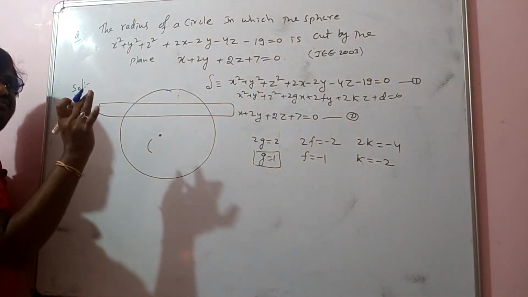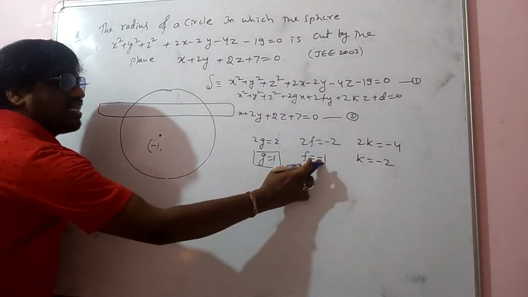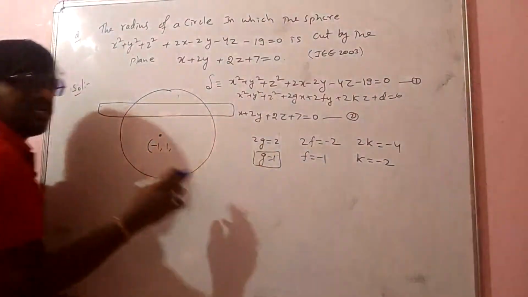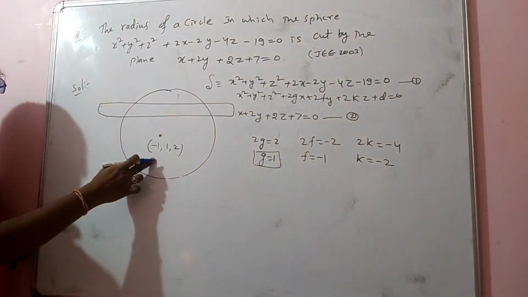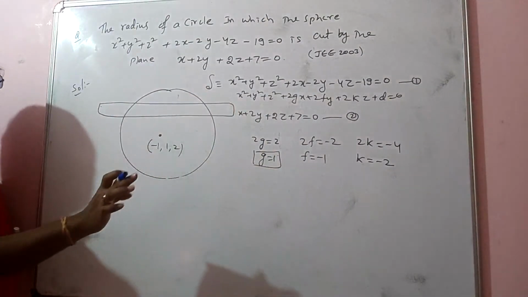What is the center of the circle? Minus g, minus f, minus k. Minus g means what here? Minus 1. Minus f means what? Minus into minus, plus 1. And minus k means what here? Plus 2. So this will be the center of the sphere. So the center of the sphere is there.